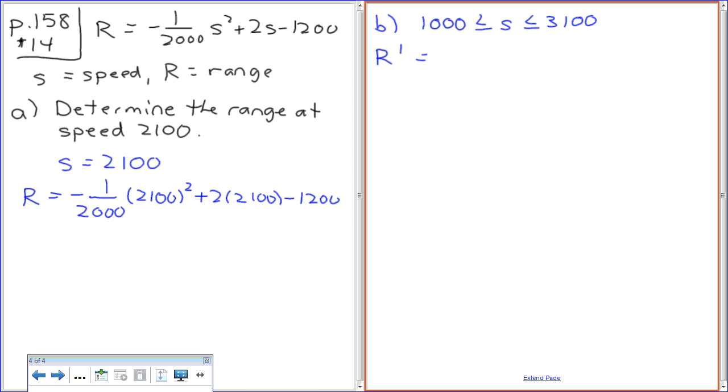What's negative 1 over 2,000 s squared? What does that turn into? I'm going to have to get Spider-Man back out today. Alistair, I'm picking on you. Sorry, we picked on James. What's the derivative of negative 1 over 2,000 s squared?